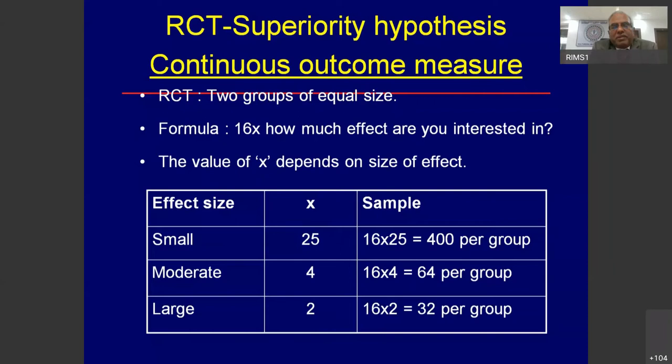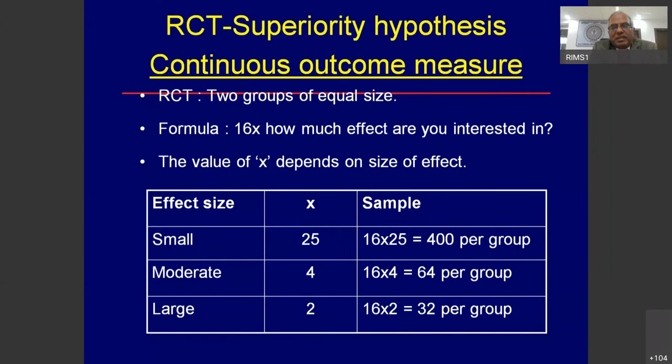You see, small effect size, which Cohen said 0.2, will obviously be 16 into 1 by 0.2 into 1 by 0.2, which will give you 400 patients or subjects per group.